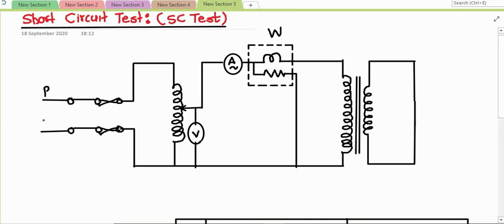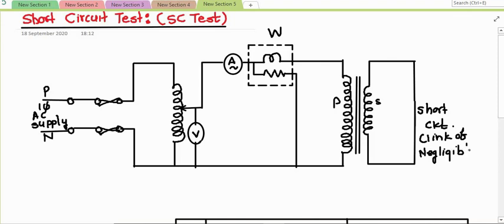So my primary is connected across a suitable variable low voltage AC supply through an ammeter, voltmeter and the wattmeter as shown in the figure. This is your primary, right? And this is your secondary. And secondary terminals we have to short circuit using a link of negligible resistance. Why negligible resistance?